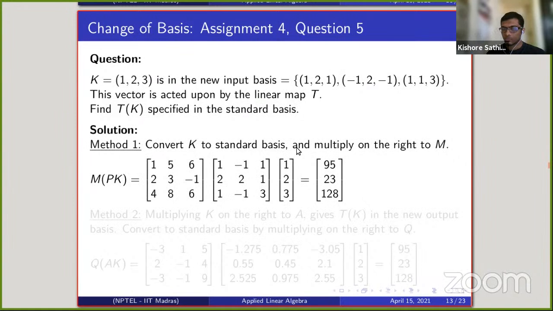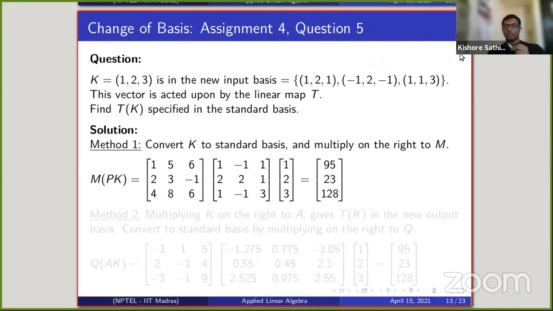Next. All right, so now we have two methods of doing it. I'm sure you can come up with your own different methods, but these are the two methods that struck me as the most obvious ones. So first, we know that M has the input in the standard basis and the output in the standard basis. So what we do is we first convert K to the standard basis by multiplying by P.